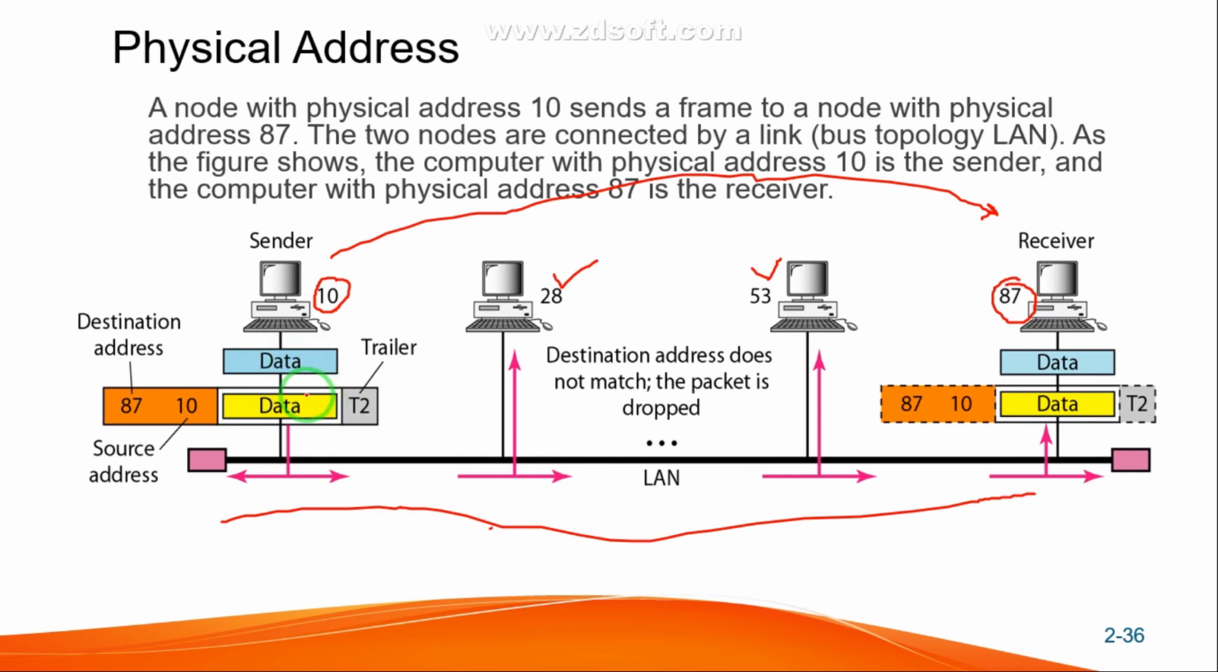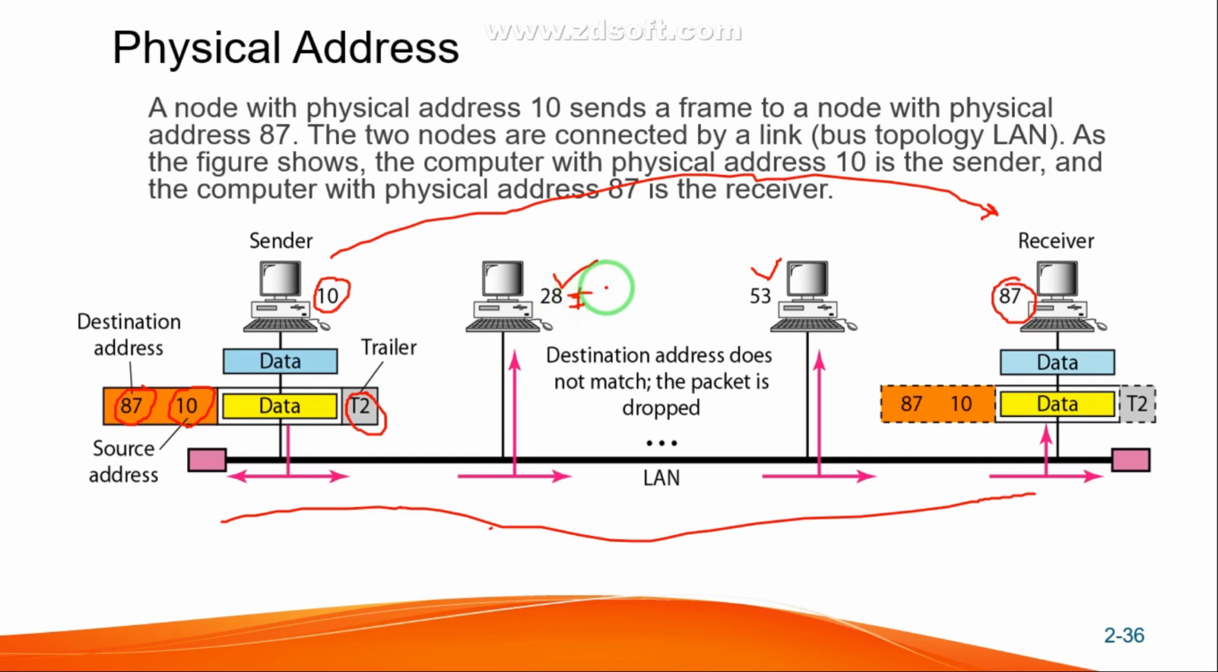Now the data is sent by the sender, and since it is at the data link layer, it is going to do the encapsulation. In the encapsulation you can see the addresses of sender and receiver. So 87 is the destination address and 10 is the source address, whereas the trailer is for error correction purposes. Now, when this frame is received by the intermediate node, station 28, it is going to compare: 28 is not equal to 87.